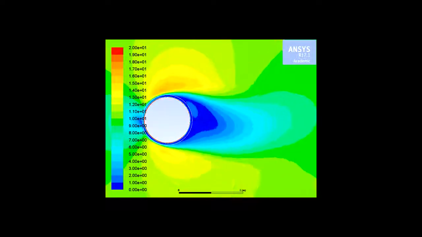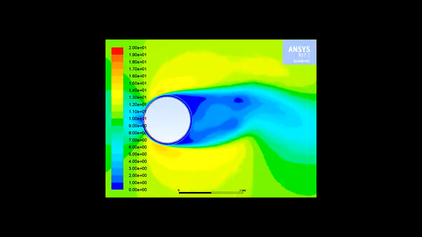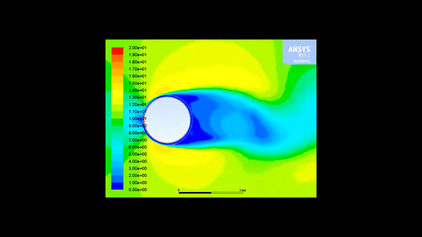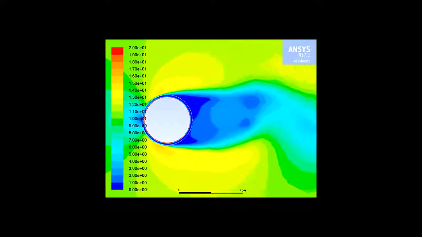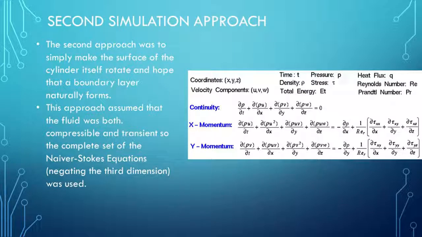Here is an animation for velocity magnitude. Notice how the velocity field shifts up and down when in reality for a rotating object, the velocity field should be directed down. The second approach was to simply make the surface of the cylinder itself rotate and hope that a boundary layer naturally forms.